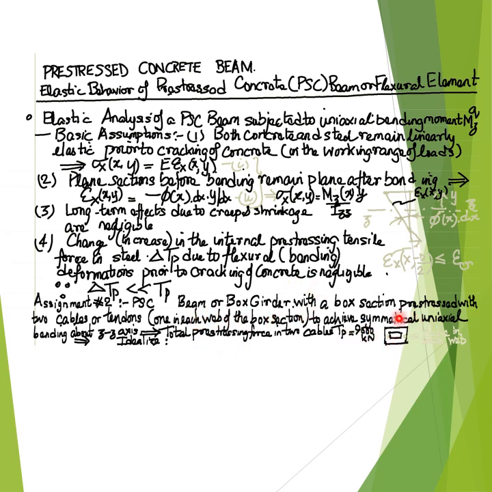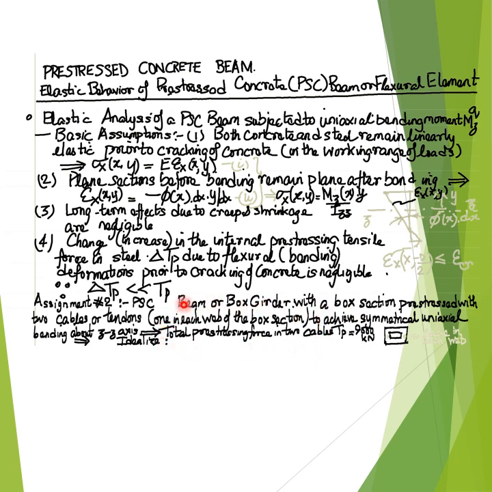In other words, the pre-stressed concrete beam or the box girder with the box section is provided with 2 pre-stressing cables, one in each web of the box section, so that the pre-stressed concrete box girder undergoes symmetrical uniaxial bending about the z-axis, that is the major axis of the beam cross section.